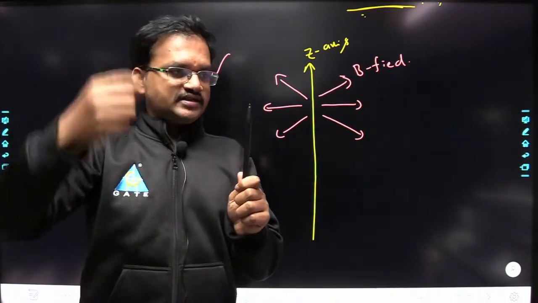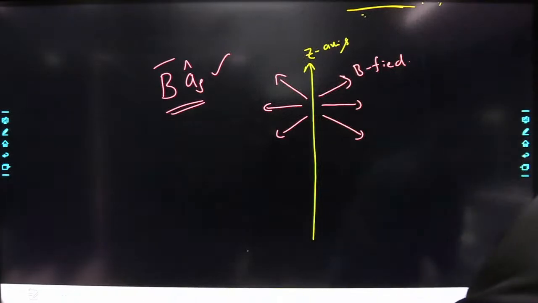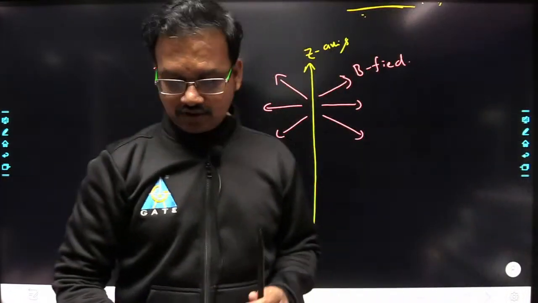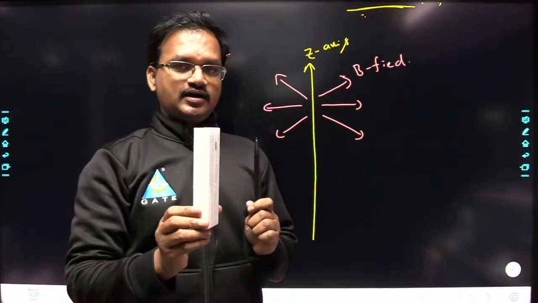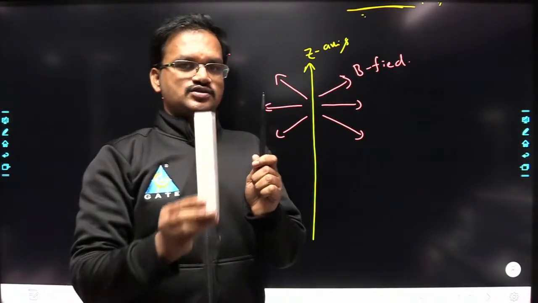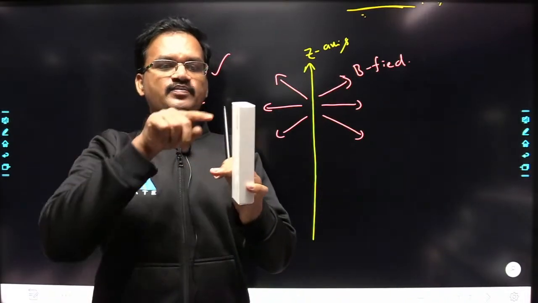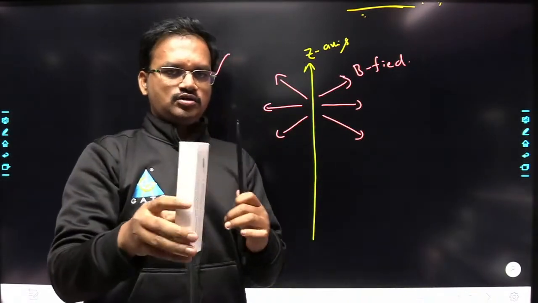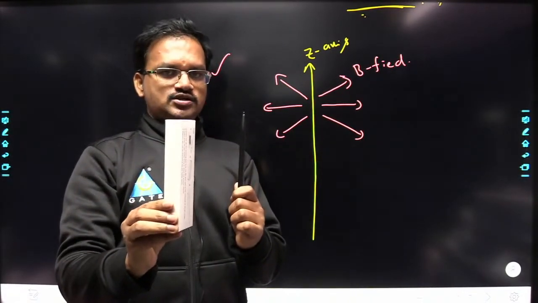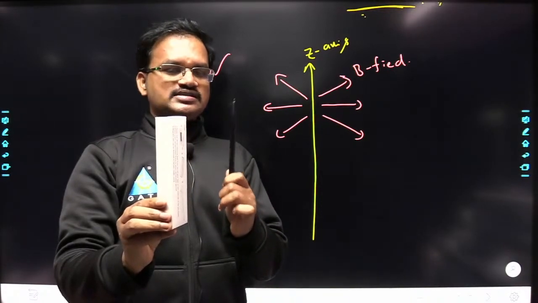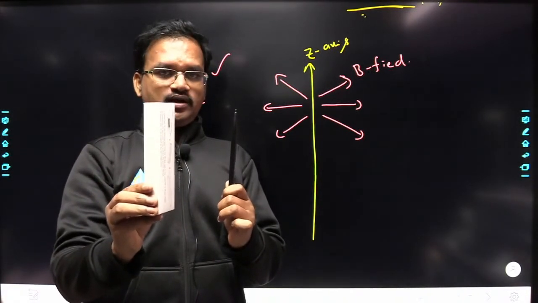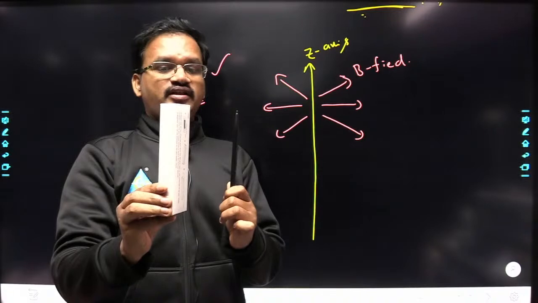Now here they have placed a conductor. Let us consider this as a conductor. So this is z-axis, and this is the conductor. So here the B field is pointing like this. So B field is radially outward. Understood? So they have placed a conducting bar here. The distance from the z-axis to this conducting bar is 1 meter, and the length of this conducting bar is also 1 meter. So B field is in rho cap direction, radially outward direction.